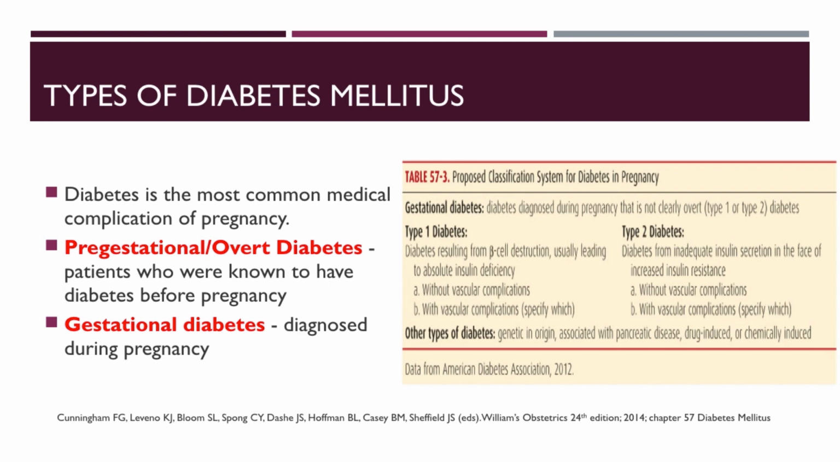So we have basically two types of diabetes mellitus during pregnancy. We have the pregestational or overt diabetes, where the patients were known to have diabetes before pregnancy, and gestational diabetes, where the patients were diagnosed with diabetes during pregnancy.